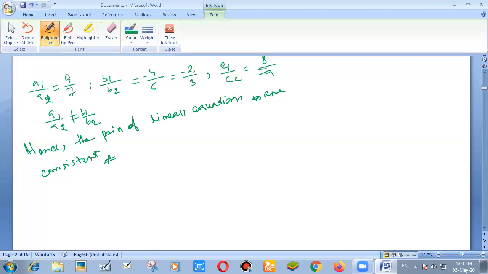Now see, intersecting at a point means consistent. Parallel means they do not have any solution, and coincident means they have infinitely many solutions. Do you understand? Yes. Intersecting at a point means they are consistent. Okay, clear? Yes.